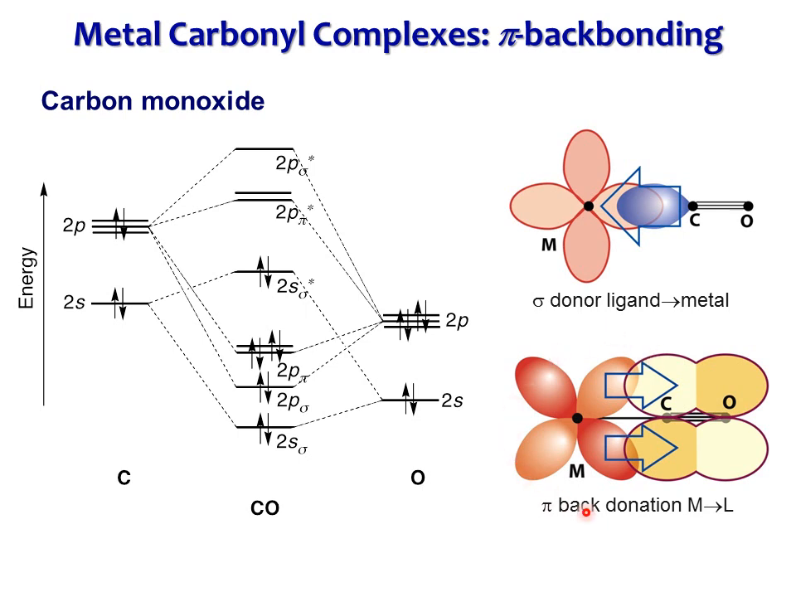Sigma donation has the effect of strengthening the metal-carbon bond, while pi back donation has the effect of both strengthening the metal-carbon bond and weakening the carbon-oxygen bond. These interactions are synergistic, so they happen together.